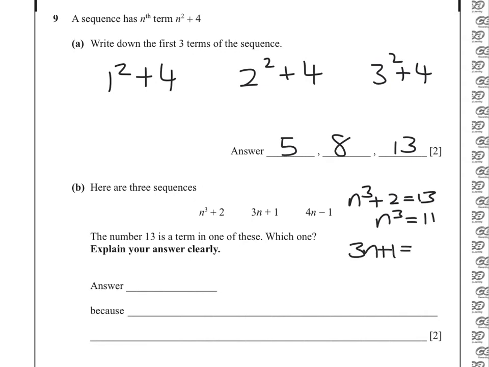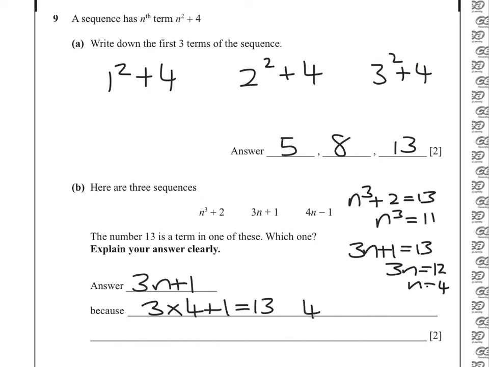3n plus 1 is 13. That means that 3n is 12, and that it would be the fourth term. So I have that it is 3n plus 1, and that is because 3 times 4 plus 1 is 13. It is the fourth term in the sequence.